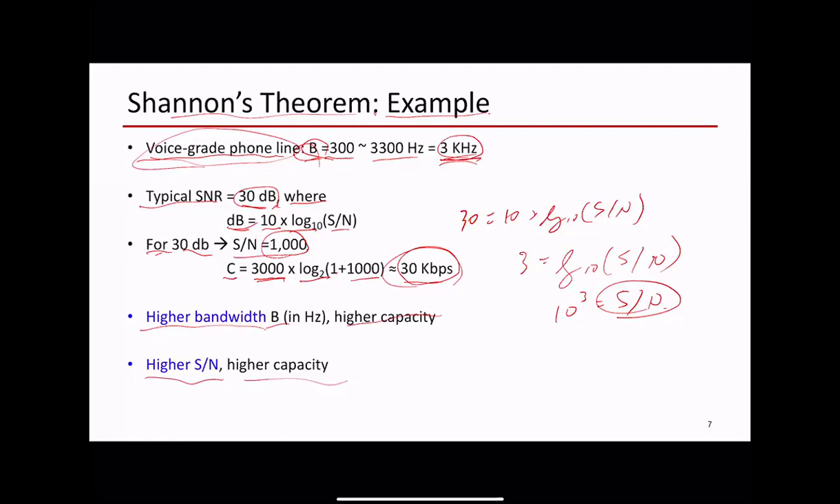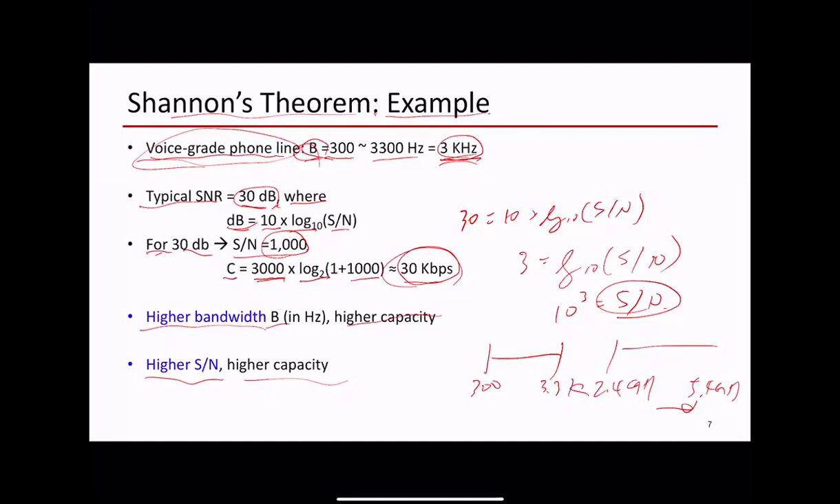Okay, so the higher bandwidth, meaning if you can talk in the higher bandwidth, how can I say a higher bandwidth? So let's say your phone works in the 300 to 3.3K, but your Wi-Fi works in 2.4 gigahertz and 5.4 gigahertz. So higher frequency usually gives you a higher capacity. Okay, so we're gonna talk about this over the semester.